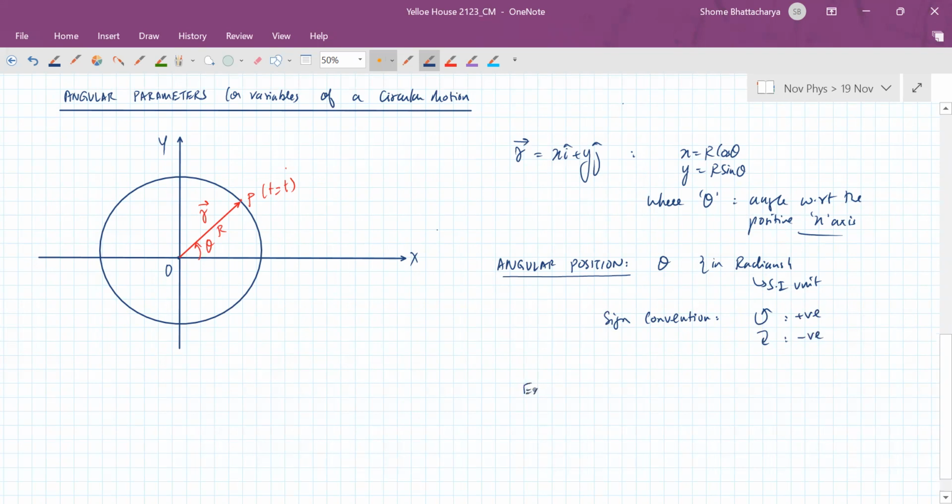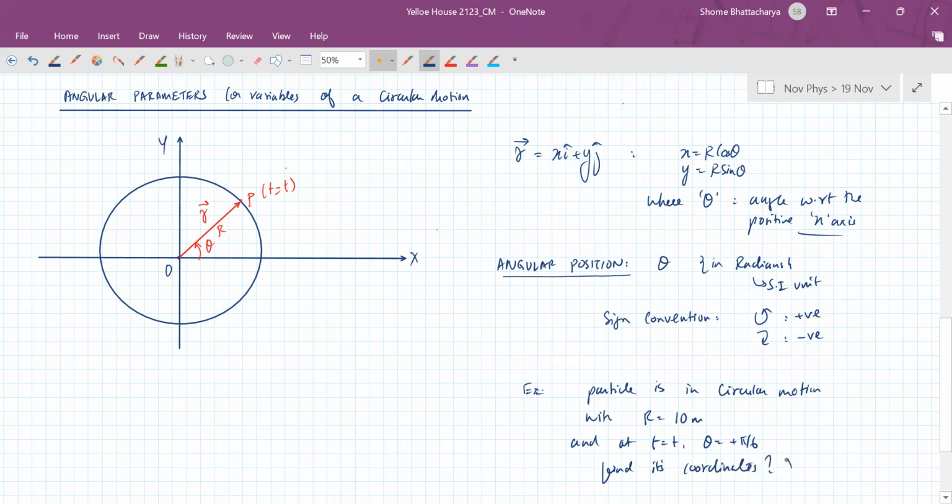So for example, if I say that a particle is in circular motion with radius equal to, let's say, 10 meters, and at some time t, let's say, theta is equal to plus pi by 6. Find its coordinates and position vector.